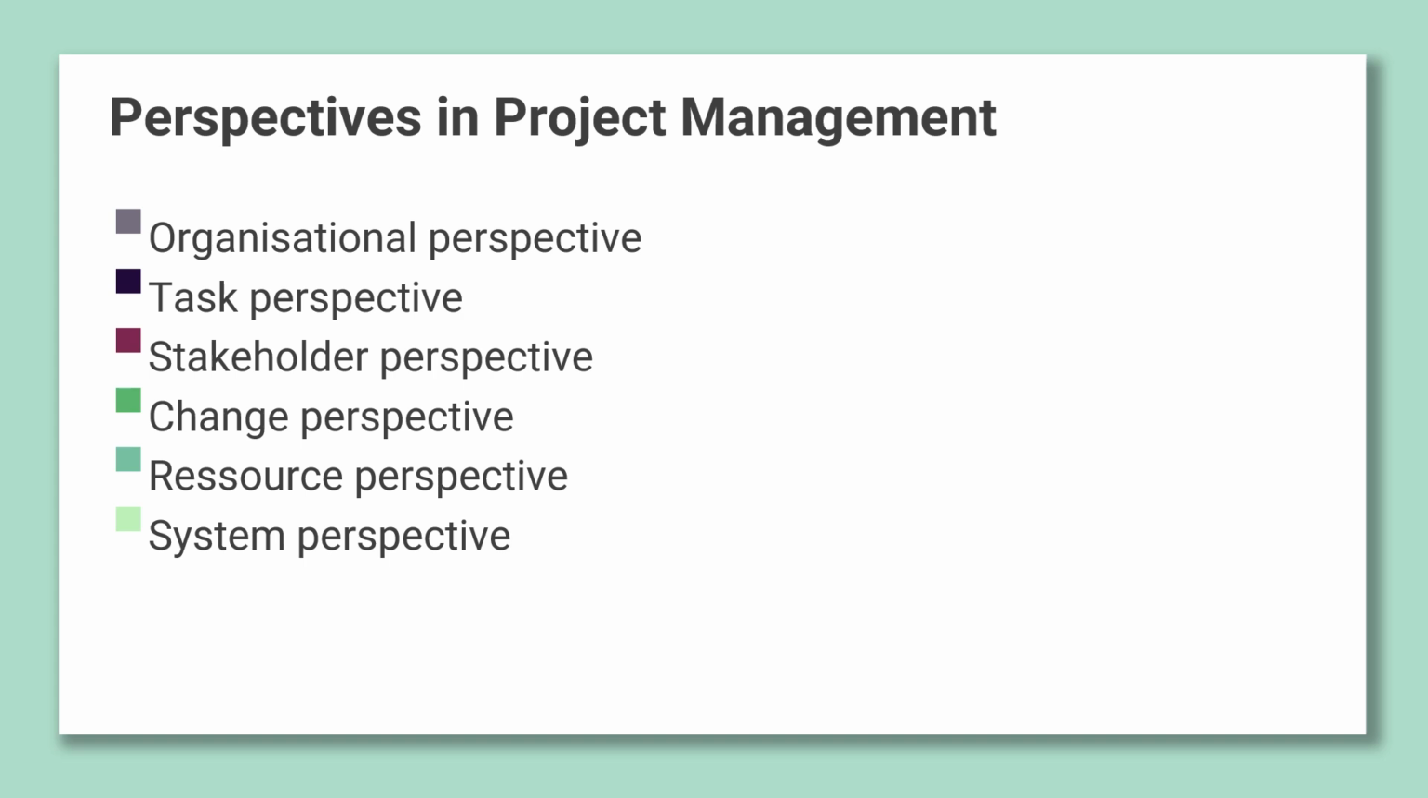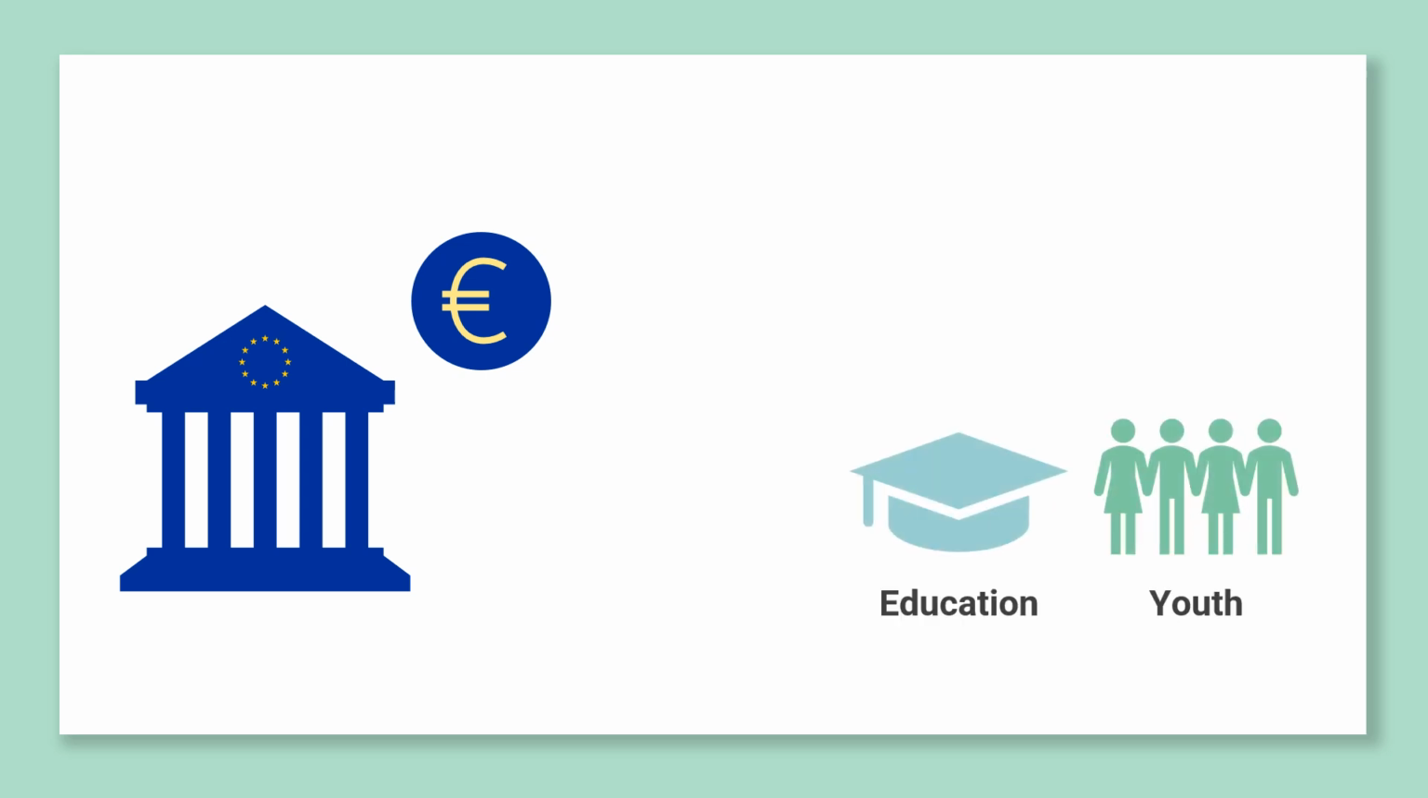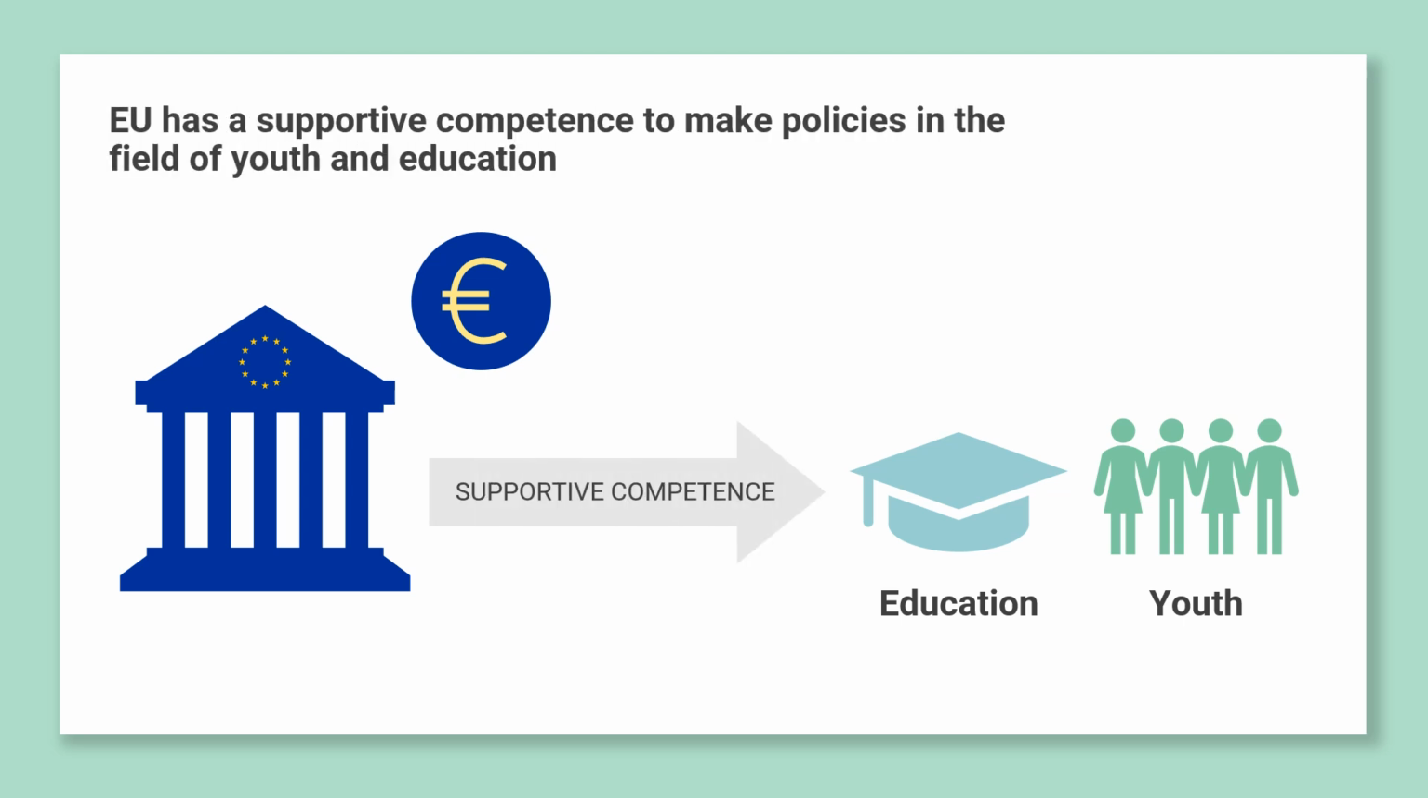The perspectives are, however, insufficient to offer NGOs the full picture because we often depend on external donors. In this course, we will therefore add the donor perspective to existing models and theories. When donors, for example, the EU, agree to co-finance your project, it is because by doing so, they are carrying out a policy. According to the Treaty on the Function of the European Union Article 6, the EU has a supportive competence to make policies in the field of youth and education.